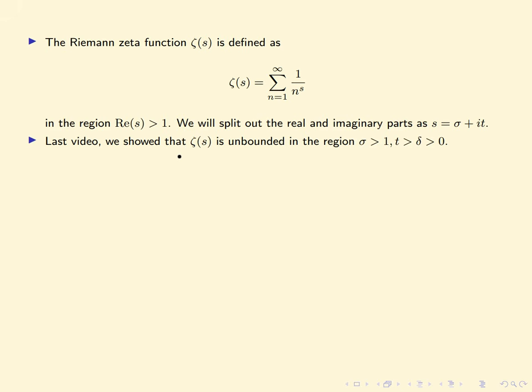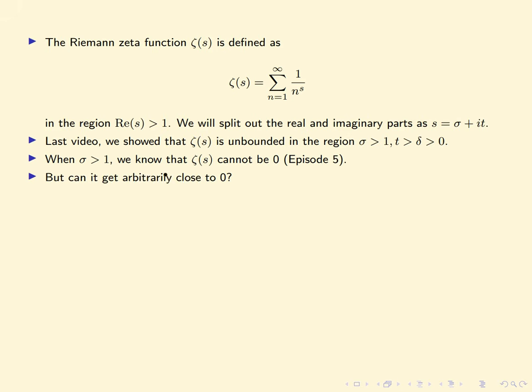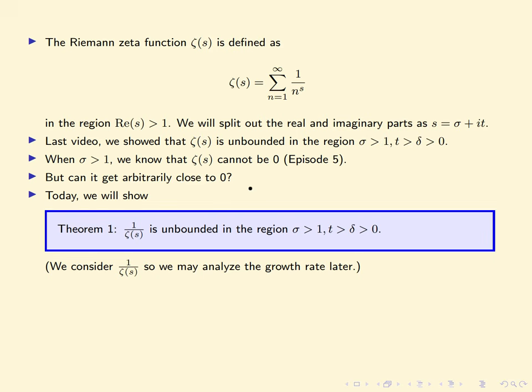And in the last video, we showed that the zeta function is unbounded in the region sigma greater than 1 and t greater than some fixed delta greater than 0. And furthermore, we know that when sigma is greater than 1, zeta of s cannot equal 0. We proved this in episode 5. But now the question today is, can it get arbitrarily close to 0? So it cannot be 0, but can it get very close to 0? And the answer is yes. So we're going to show this theorem today.